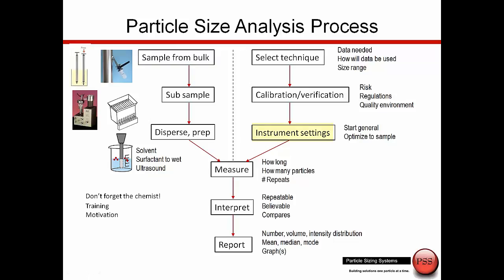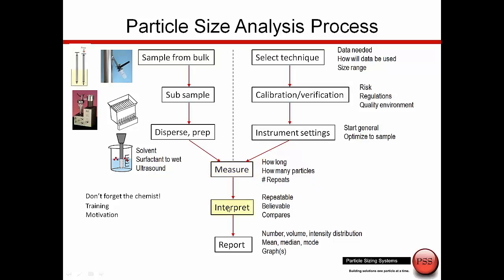Now, if it's an unknown sample, we may start with very general settings on our instrument, or if we know the sample well, hopefully we can optimize this to the specific settings for this sample. Now we do the measurement. And when we take the measurement, we should be thinking about how long do we need to measure the sample, which could be related to how many particles are actually inspected and how many repeats.